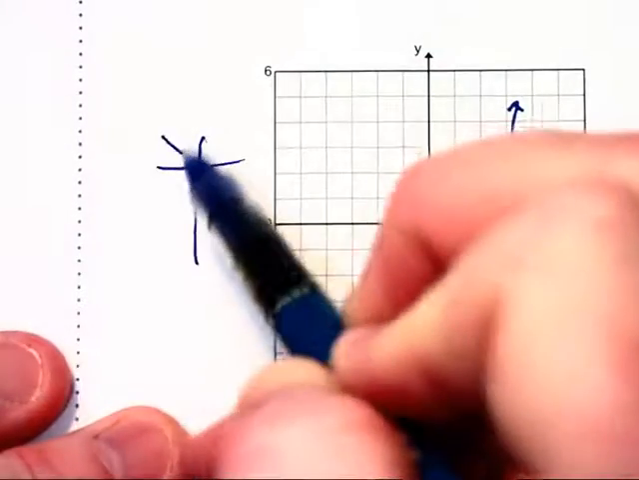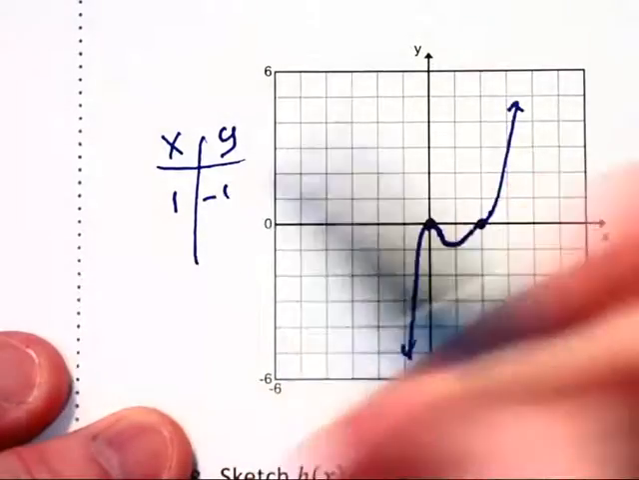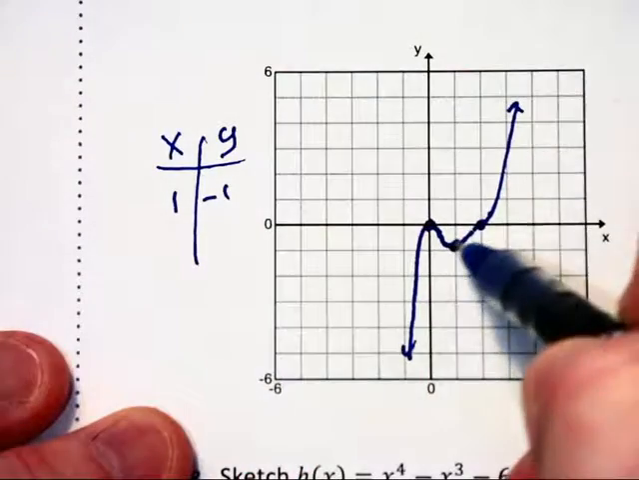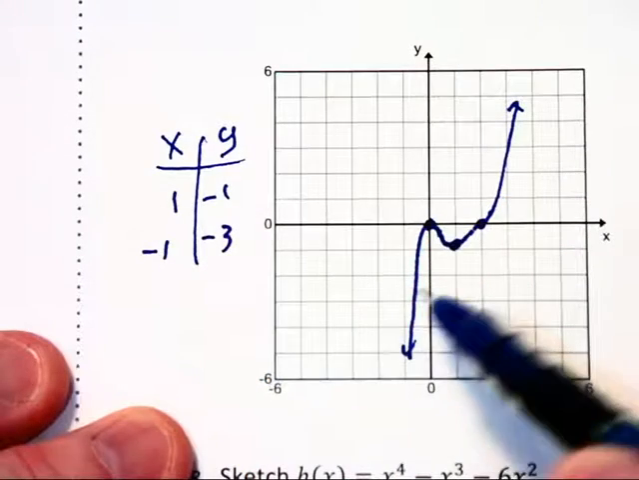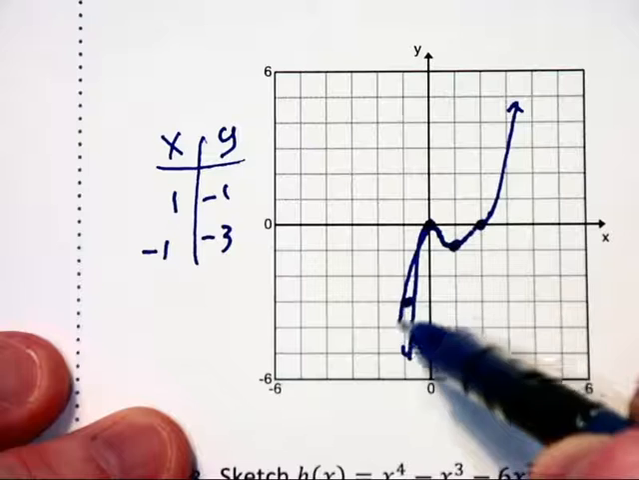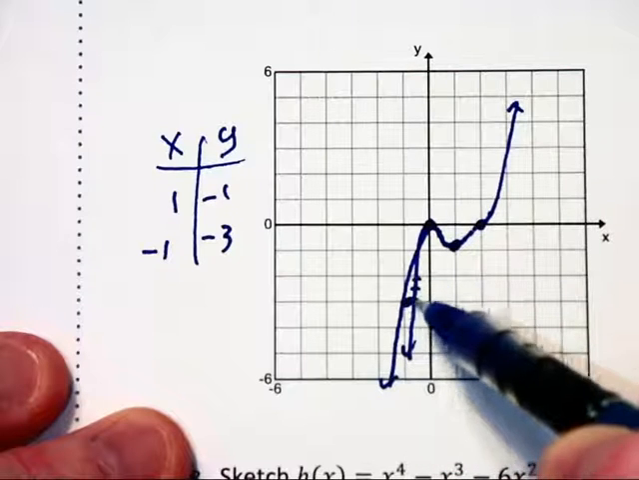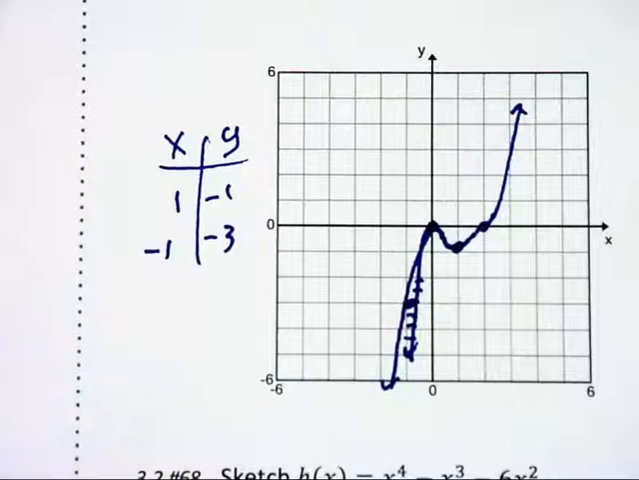And if you do a quick XY chart and try substituting in 1, you get -1 as the output, which is right what I've got there. Let's try -1. We get -3 as an output, so right around here, maybe I should have drawn that curve like that instead. Ignore that one. And that would be our quick sketch of the graph.